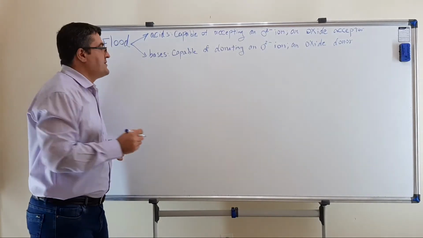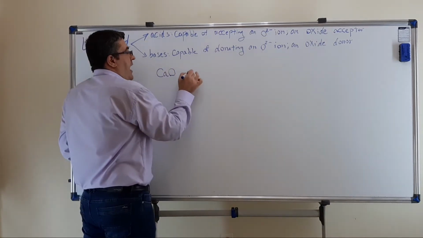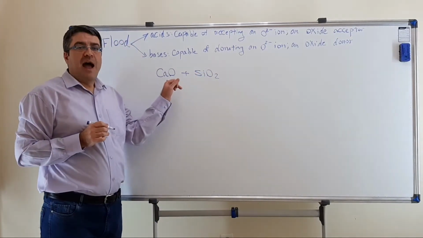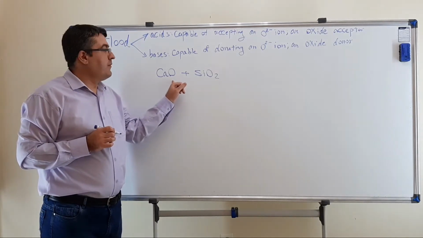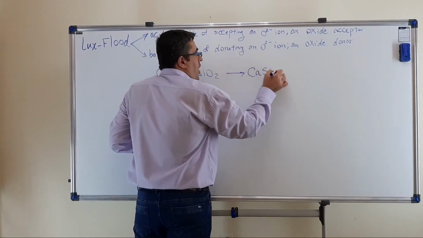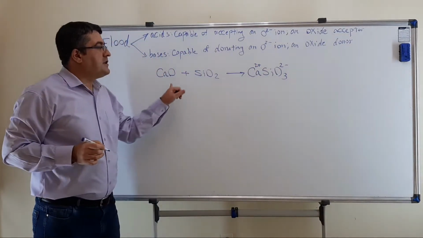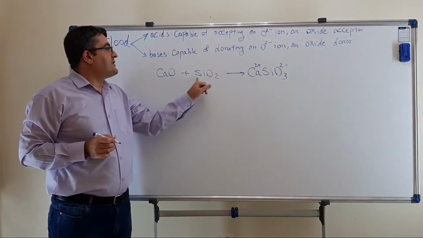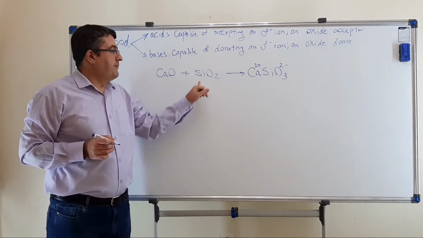For example, we can consider the reaction between CaO, calcium oxide, and SiO2, silicon dioxide, which can happen in molten inorganic mixtures at high temperatures. This reaction yields CaSiO3. It is good to know that this reaction is very important in elimination of silicon impurities in steel making, in the steel industry.